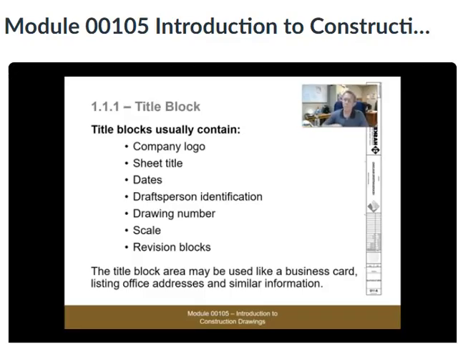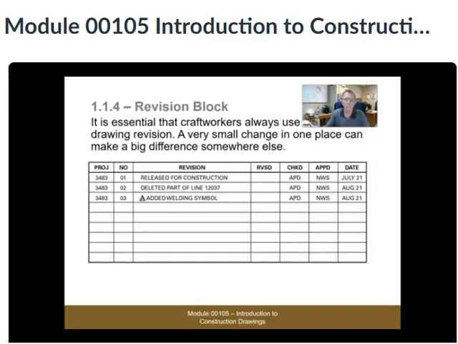We'll make sure that we're working on the same revision as everyone else. Revision blocks is essential that craft workers always use the latest drawing revision. A very small change in one place can make a big difference somewhere else.